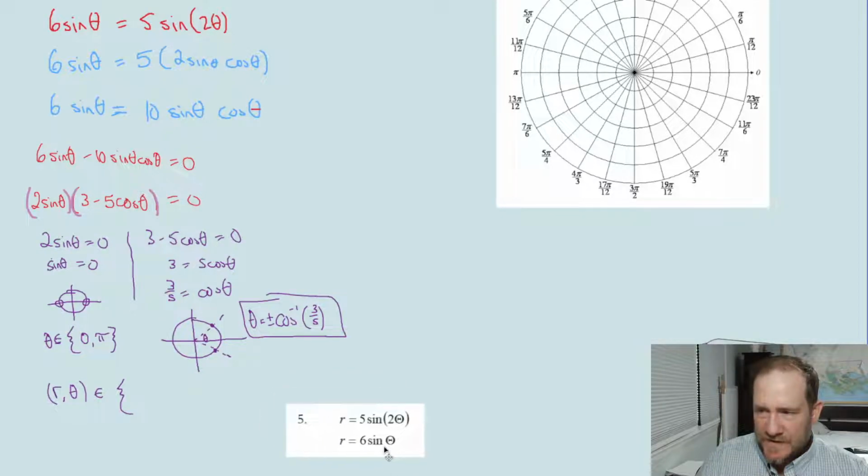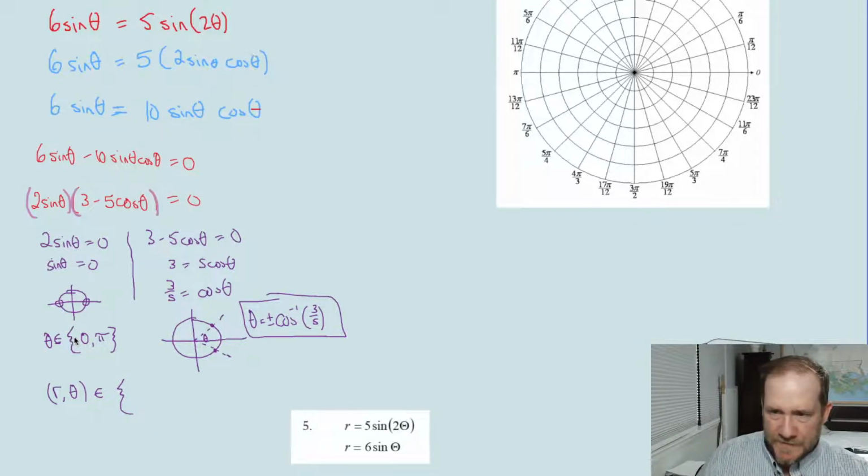So the 6 sine theta is the part we should be able to evaluate. At 0, remember sine was 0 there. So 6 sine of 0 is 6 times 0, which is 0. So 0 gives us the ordered pair 0, 0. And the problem is pi is 2, because the sine of pi is also 0. So pi is generating the same exact point again.